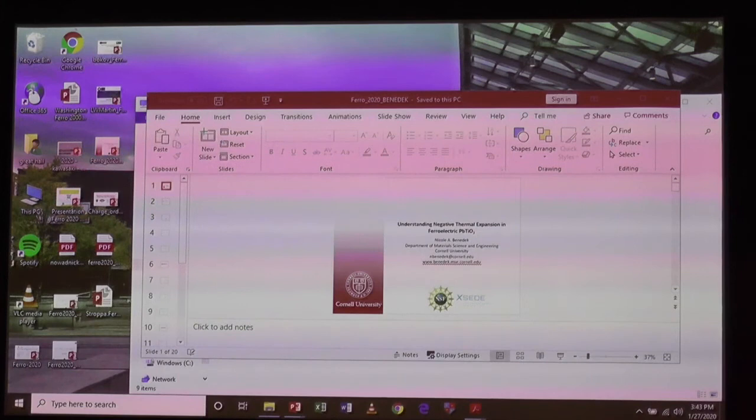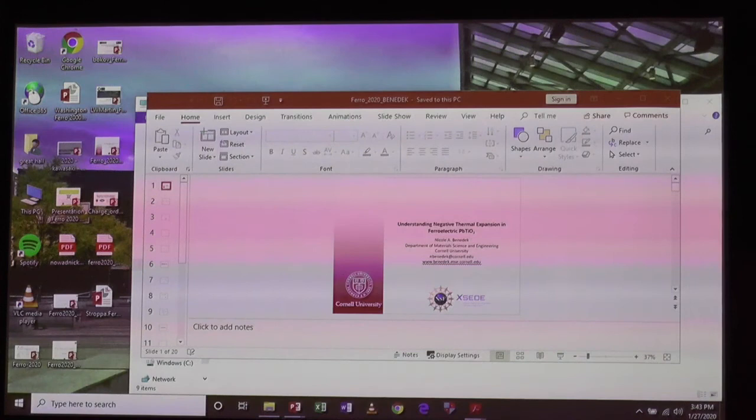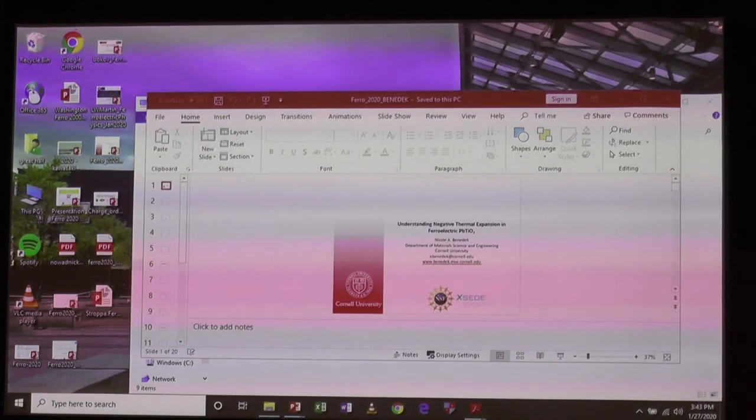What happened? Why don't I have a cursor? I had this earlier. I don't understand. We just had it a minute ago, and now I don't have a cursor. I don't understand this.